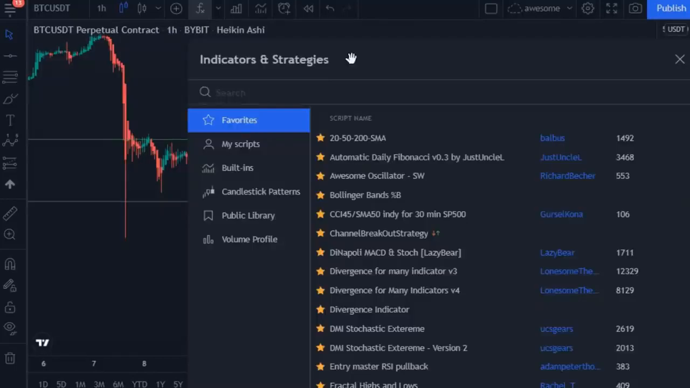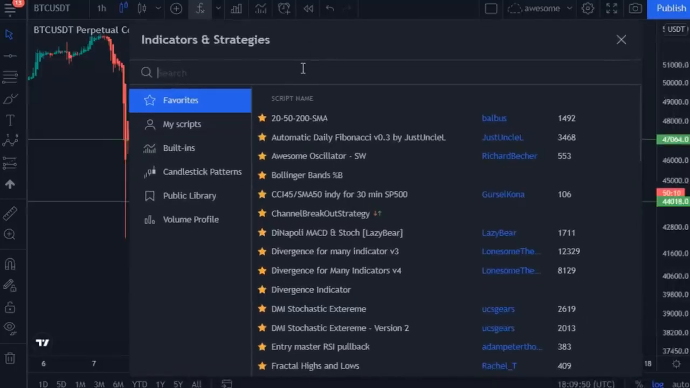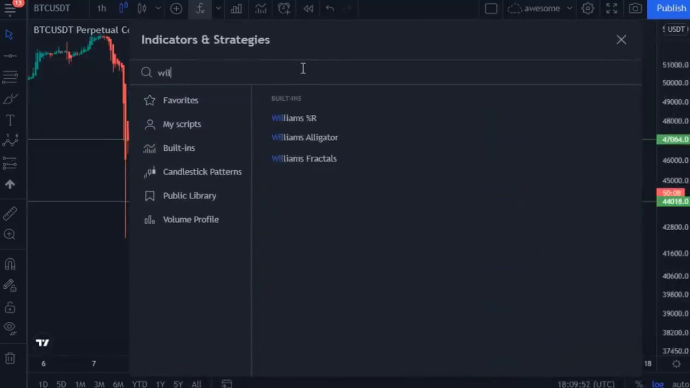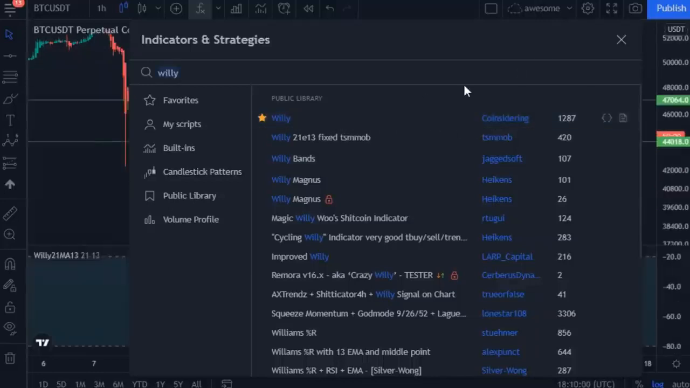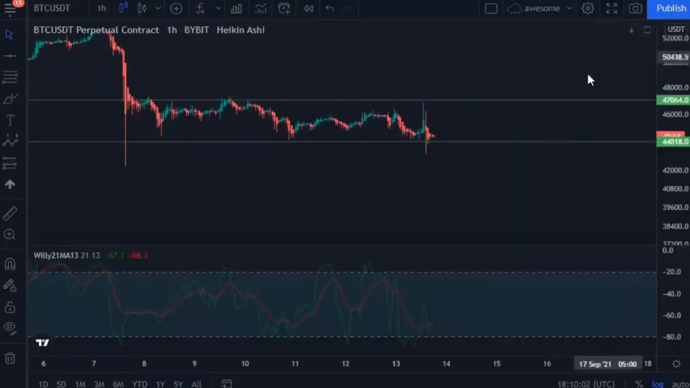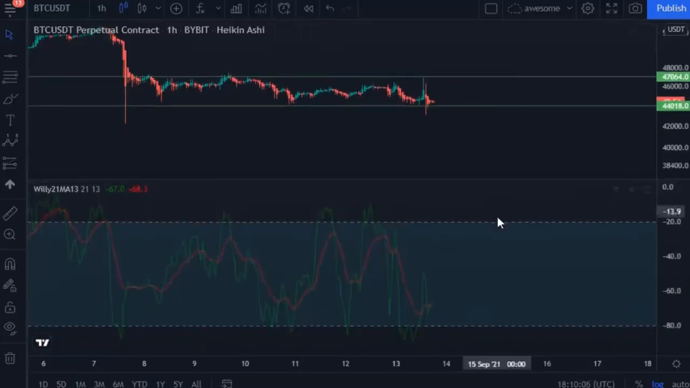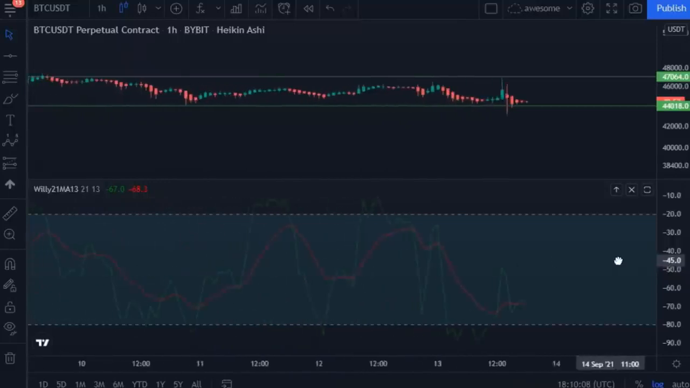Go to the indicators search box and type Willy. There are many Willy indicators, but in this video we will choose the best of them, which is the first one. Its shape may be a little annoying, but it is very effective. We will divide it into 3 areas, where it is easy for us to know where to buy and where to sell.